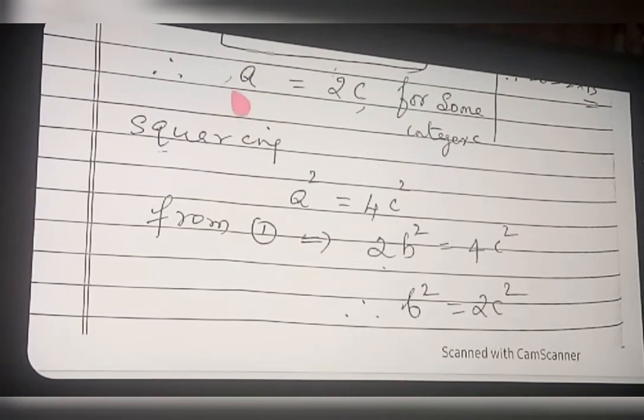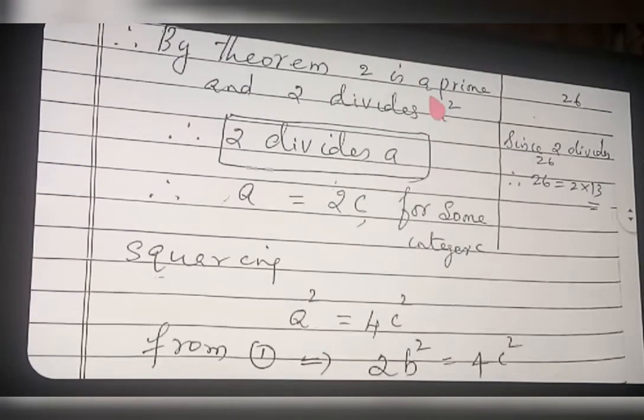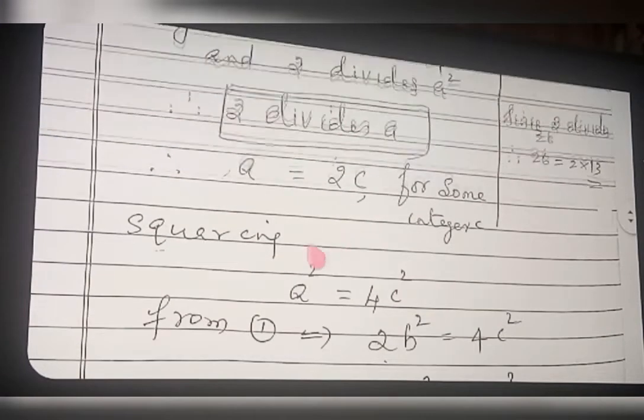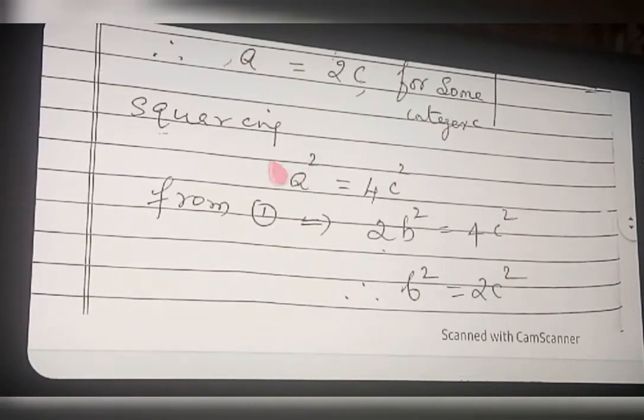2 square a square is equal to 4c square. Previously I wrote equation number 1. In that equation number 1, what is written? Go just above and see equation number 1. What is written? a square is equal to 2b square. From equation number 1, a square is equal to 2b square. In the place of a square, what did I write? 2b square. 4c square came.